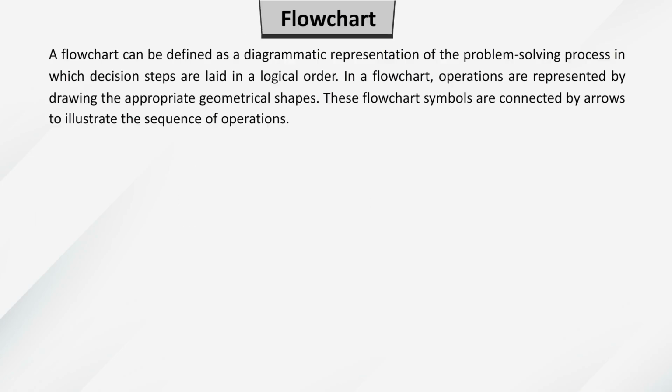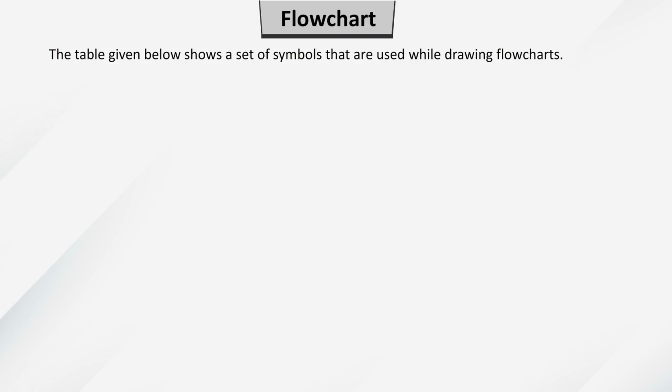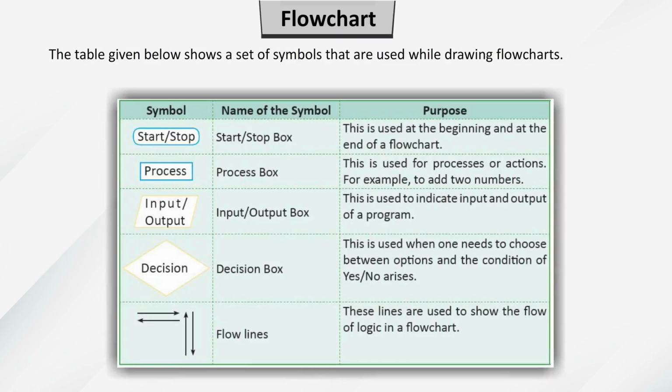Flowchart. A flowchart can be defined as a diagrammatic representation of the problem-solving process in which decision steps are laid in a logical order. In a flowchart, operations are represented by drawing the appropriate geometrical shapes. These flowchart symbols are connected by arrows to illustrate the sequence of operations. The table given below shows a set of symbols that are used while drawing flowcharts.